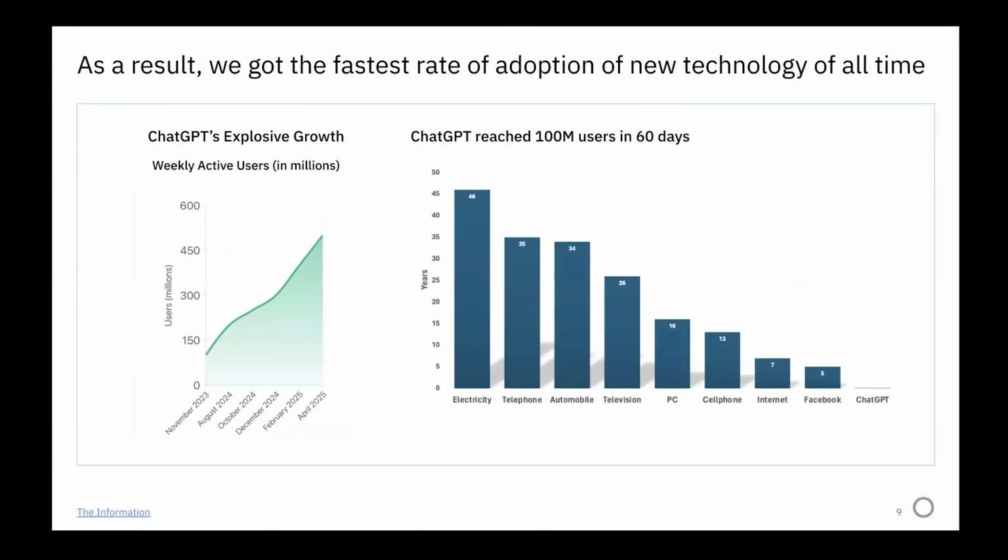And on the right here, I have a fun graph. It shows how long it took different technologies to reach 100 million users. So for example, electricity took 46 years, television took 26 years, the internet took 7. It only took ChatGPT 60 days.